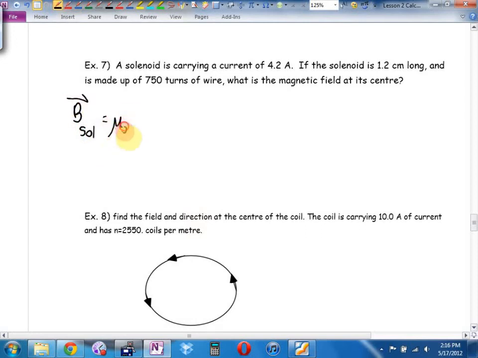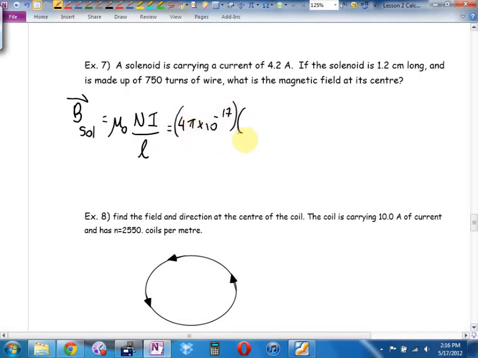The magnetic field of a solenoid is mu naught n I over L. I encourage all of you, once we write out this, type this into your calculator, because some of your calculators might not do the 4 pi times 10 to the negative 7 the way you think it's supposed to work. Mu naught is 4 pi times 10 to the negative 7.